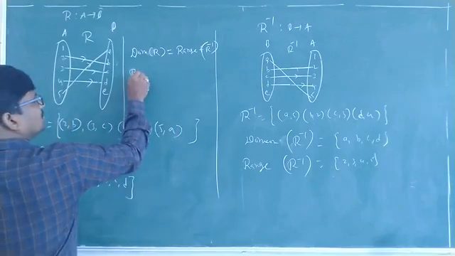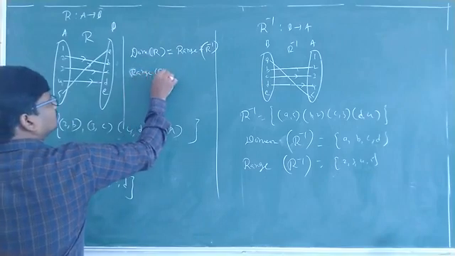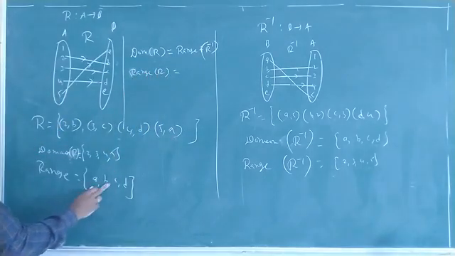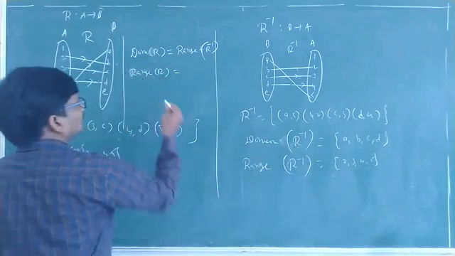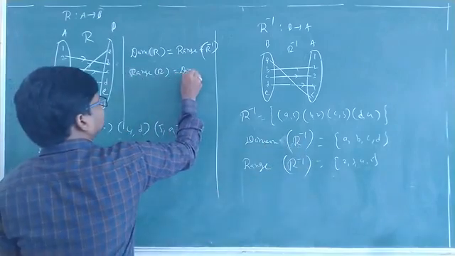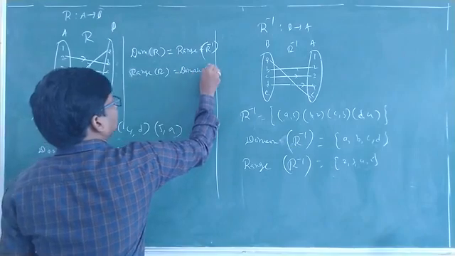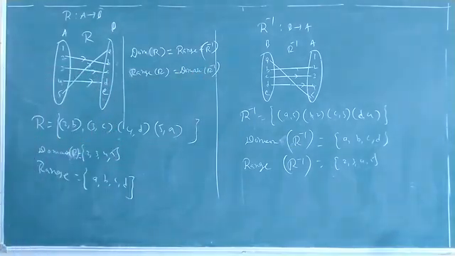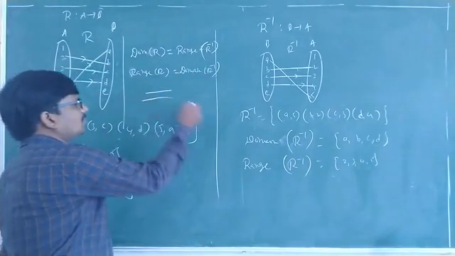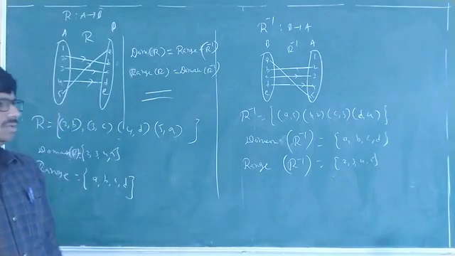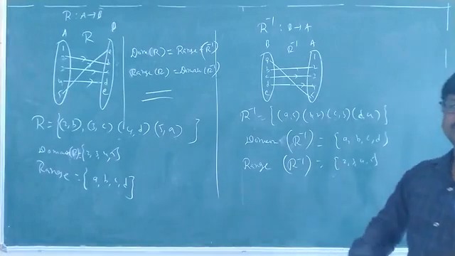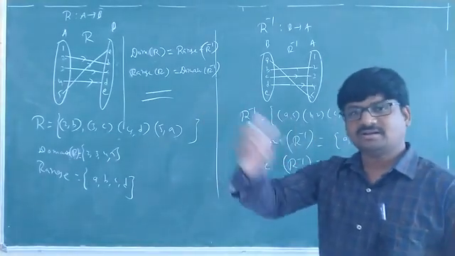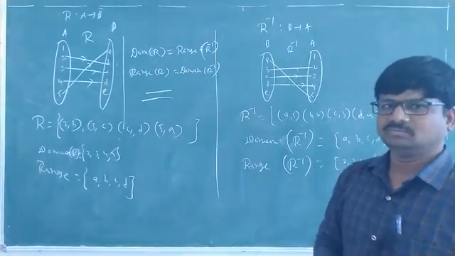Next, range of R is equal to, what is the range of R? A, B, C, D. That is nothing but the domain of R inverse. Range of R is equal to domain of R inverse. So you should remember this. Whatever relation you define, by taking that you can also define the inverse relation.